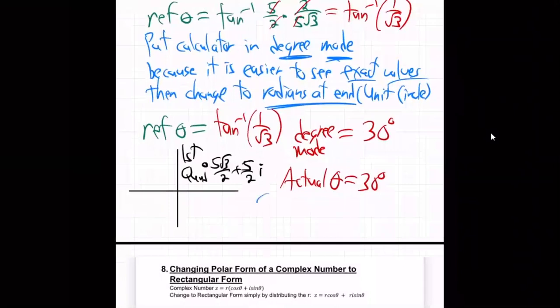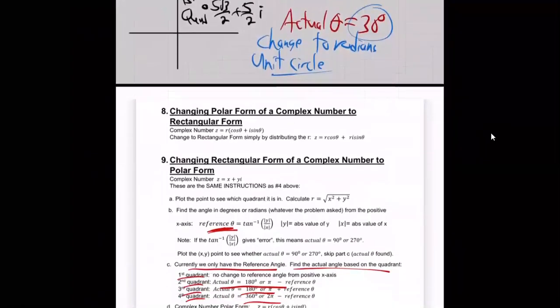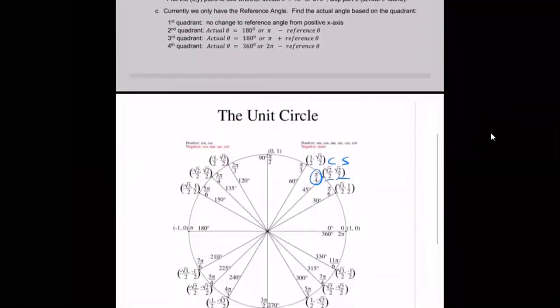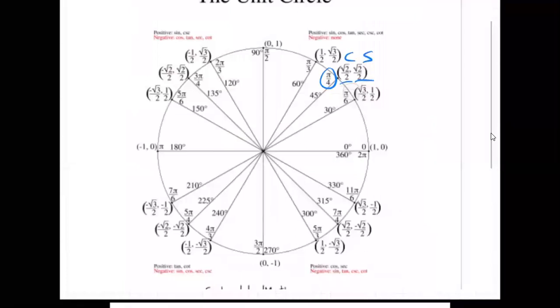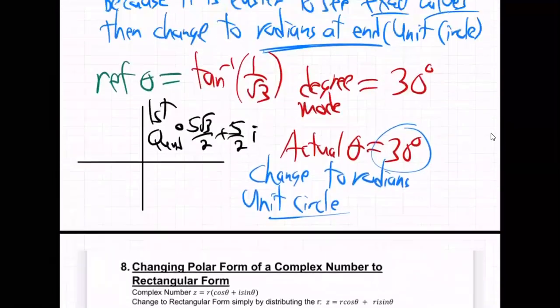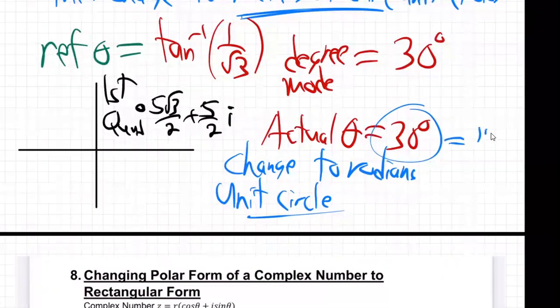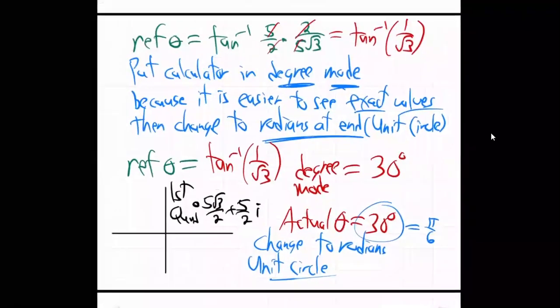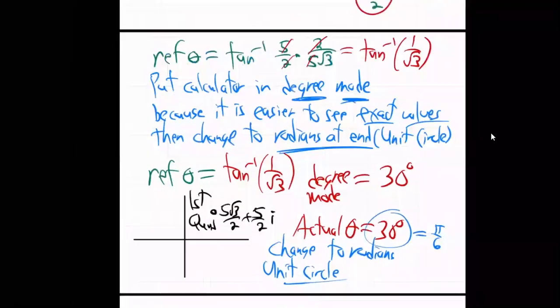Now, last step, change to radians. How do you change to radians? Just go to the unit circle. You don't need to do any fancy calculation. 30 degrees is right here, pi over 6. That easy. That's where we can convert. So this equals pi over 6. That's the exact radian angle.